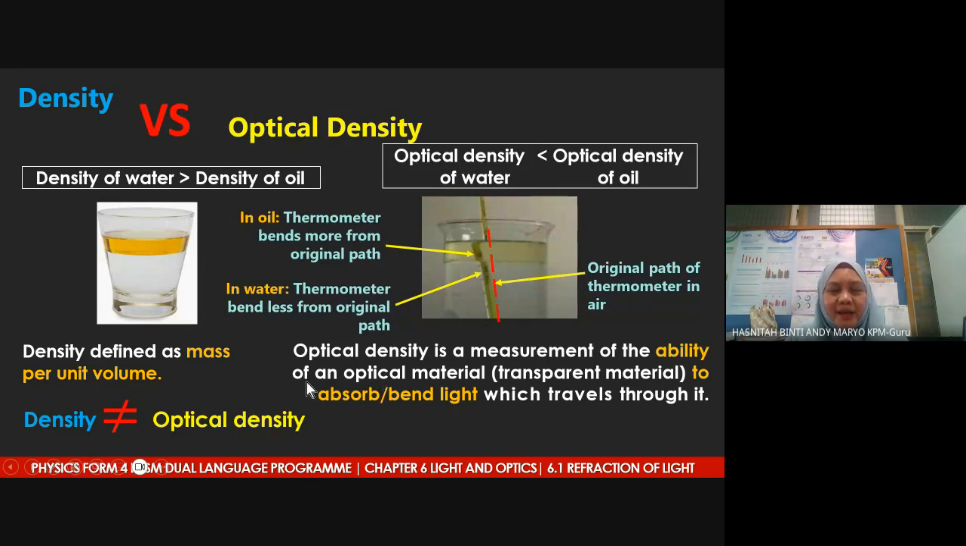So later you can come back to this slide and read again to understand more what the difference is between density and optical density. But I want to remind you, whenever we discuss refraction of light, it always refers to the optical density of the material instead of density. So density is not equal to optical density.